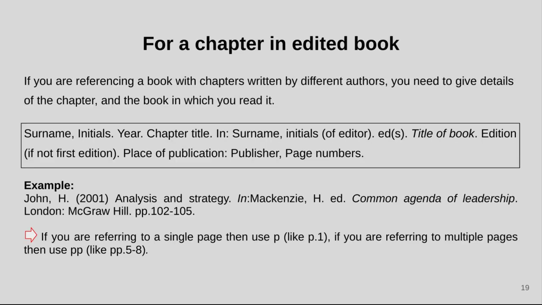For a chapter in an edited book, if you are referencing a book with chapters written by different authors, you need to give details of the chapter and the book in which you read it. So it will be surname, initials, year, chapter title, in, surname, initials of editor, eds, title of book, edition if not first edition, place of publication, publisher, page numbers. If you are referring to a single page, then use single p. If you are referring to multiple pages, then use double p.